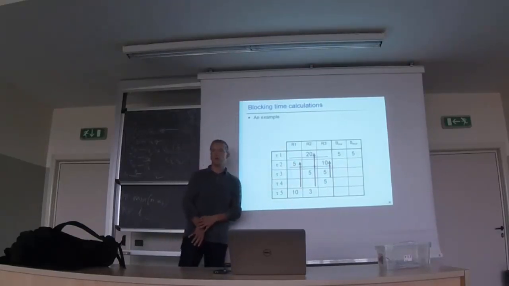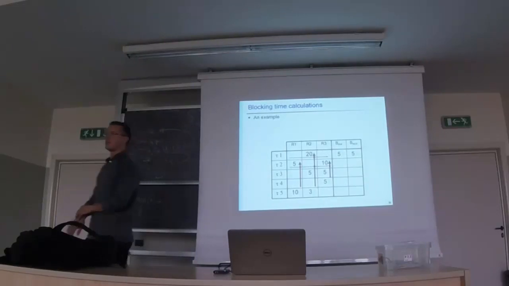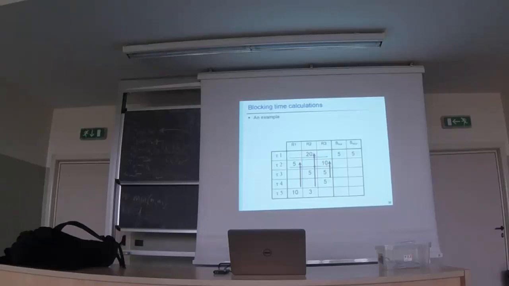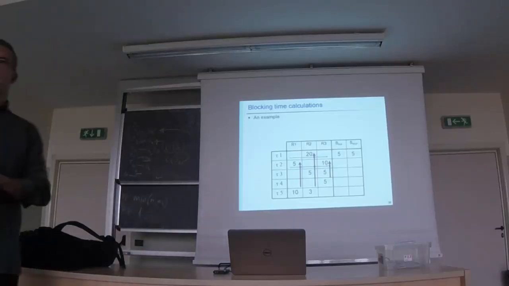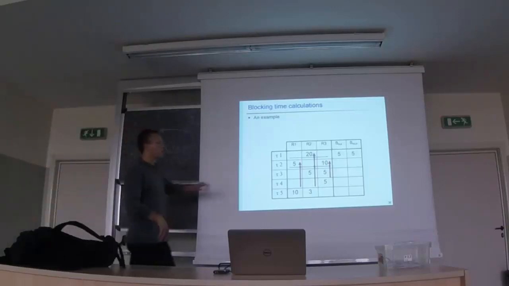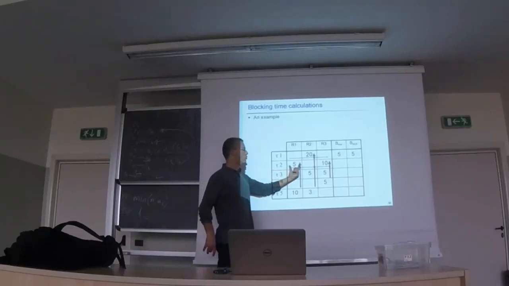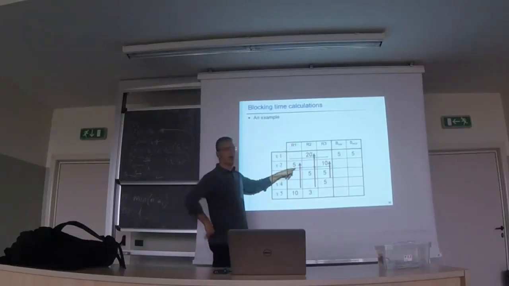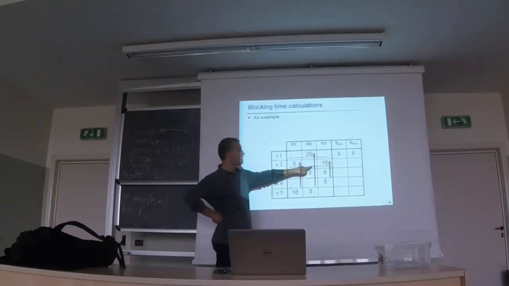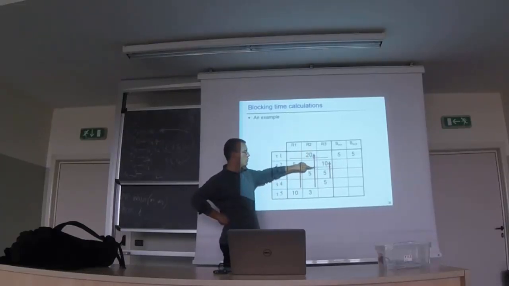Okay? Tau 2. On which resources can tau 2 be blocked? 1, 3, and 2, right? 1 and 3 directly. 2 with push-through. Okay? For how long can tau 2 be blocked on R1? 10. Okay? For how long can tau 2 be blocked when accessing R2?